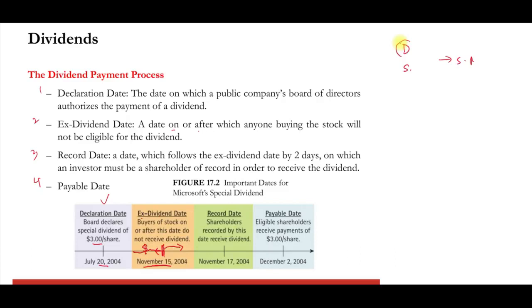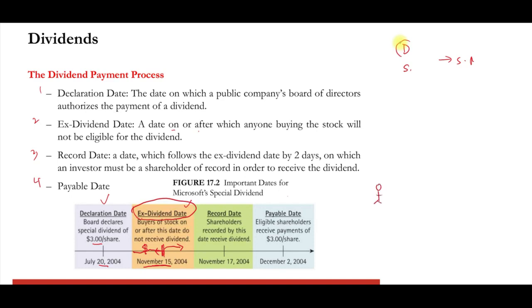Then there is the record date, a date which follows the ex-dividend date, like after 2 days, 15 to 17, you can see that, on which an investor must be a shareholder of record in order to receive the dividends. This is the date at which the company sees how many shareholders there are on record, so these people will receive the dividends. And the payable date is the date at which it is actually paid. So these four dates you have to remember. Normally the ex-dividend date is really, really important. If you are investing in a stock and you see that the ex-dividend date has passed, you cannot expect that dividend.